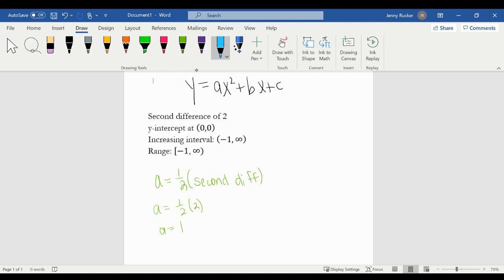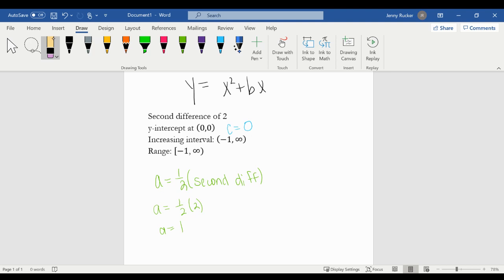It tells me that my y-intercept is (0, 0). The y-intercept is the c value, so I know that c is equal to 0. So at this point, I am able to change my a to 1, so I'll erase a, and I'm able to erase c since I know it's 0. So I just need to find b.